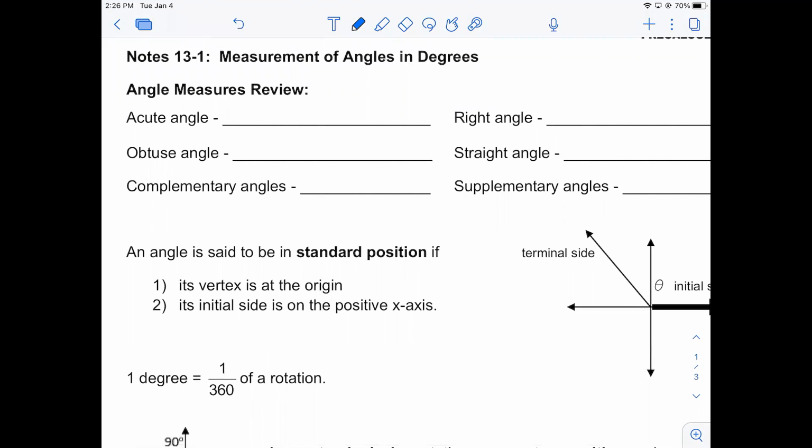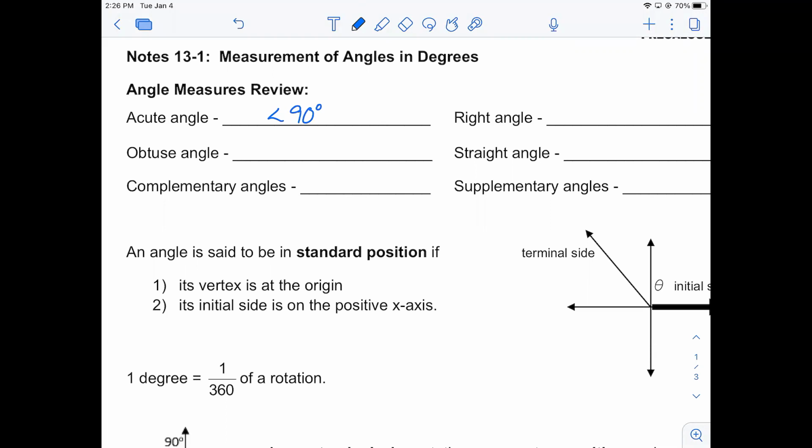We're going to talk about what angles are acute, obtuse, complementary, supplementary, what all of those different angles mean. So you should already know this, but acute angles are angles that are less than 90 degrees. Okay, this should be reviewed. You should definitely know this already.